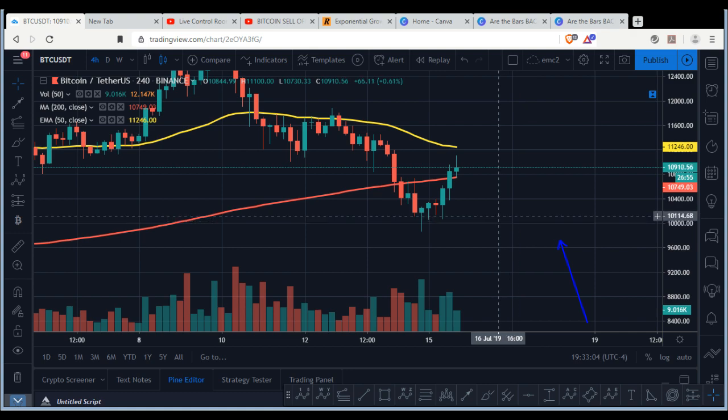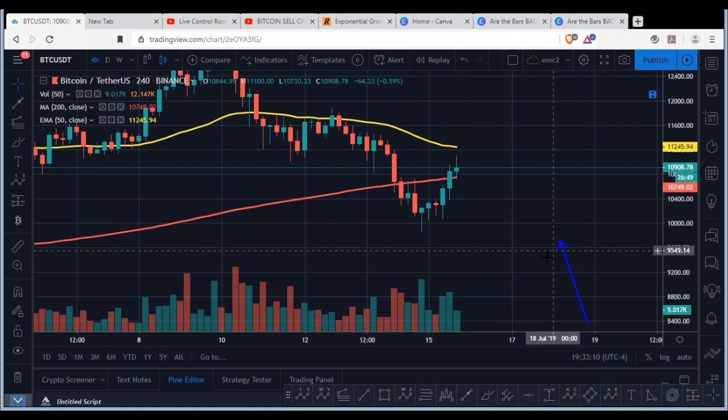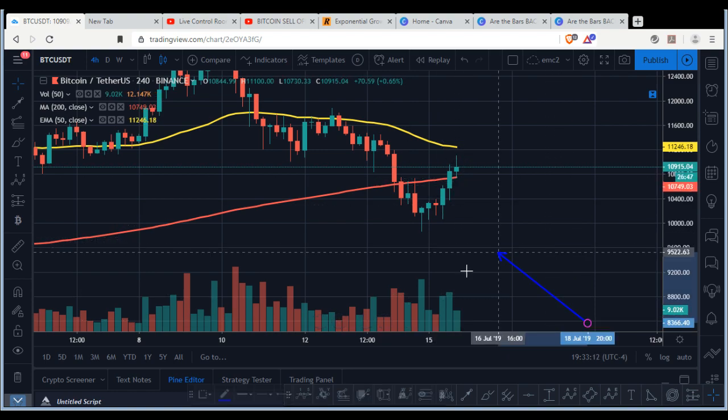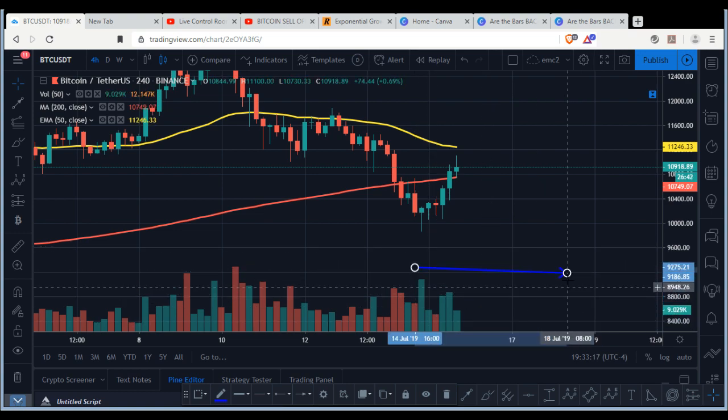The current 4 hour volume is not a lot, so we're definitely gonna be coming back down. The current 4 hour volume is not very convincing.